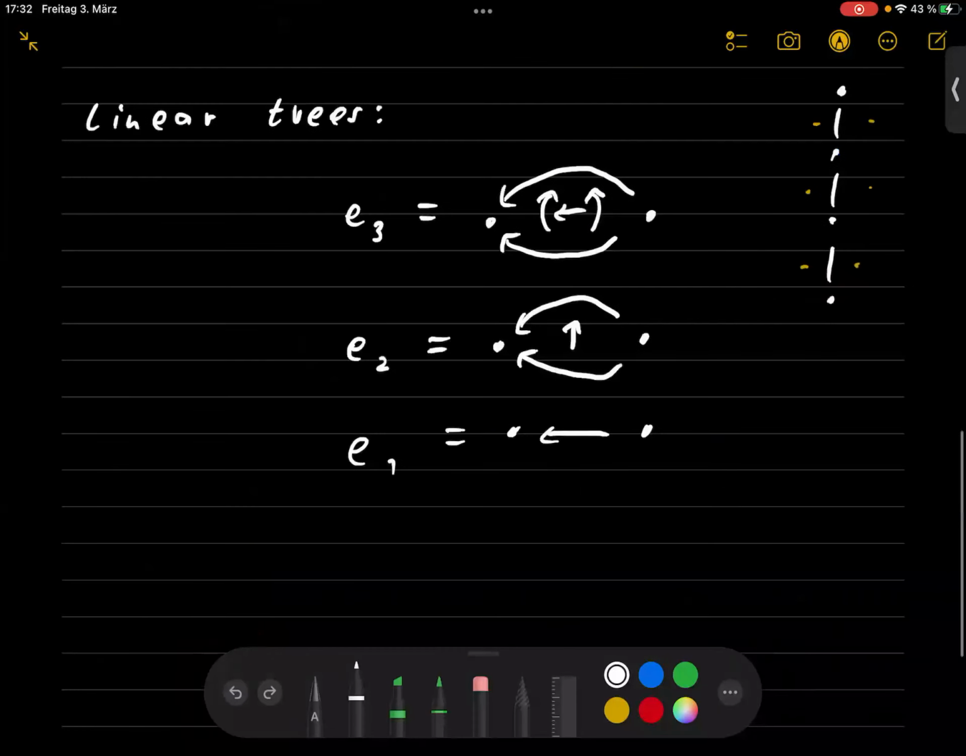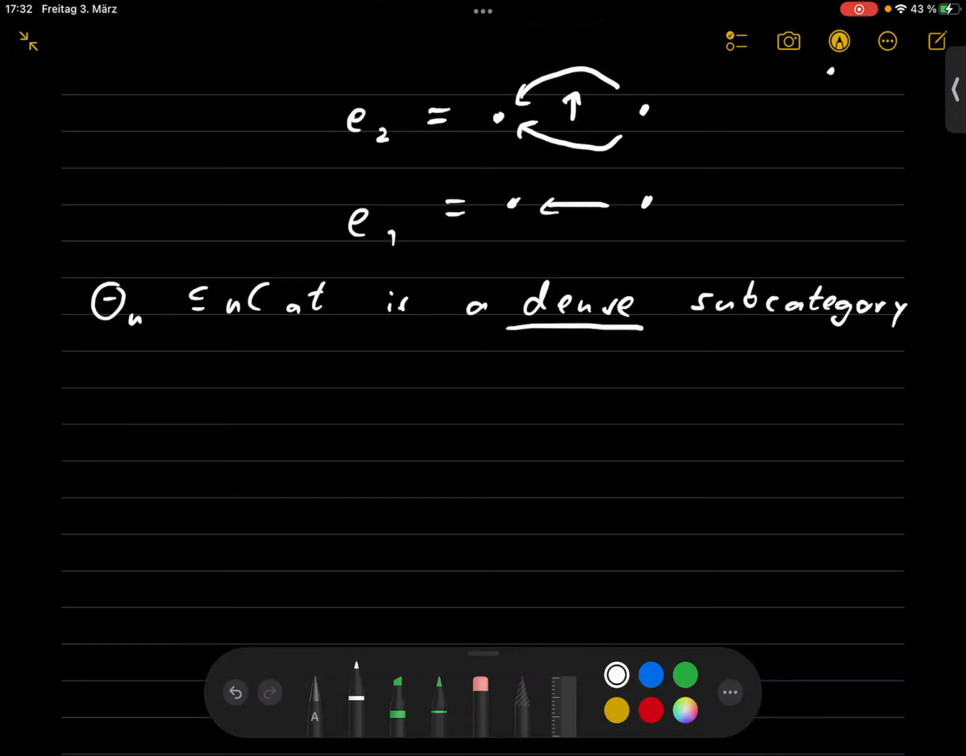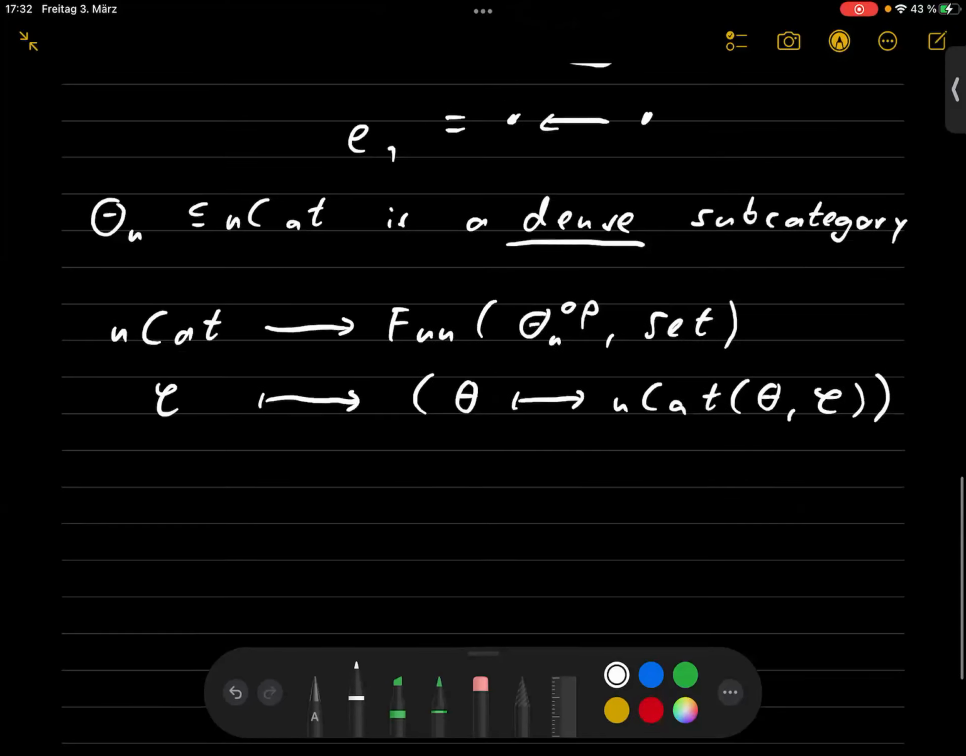Theta n in nCat is a dense subcategory. And this means, by definition of denseness, that when we consider the nerve which goes from n categories to tree sheaves, so functors from theta n up to Set, that takes an n category C to the functor that takes some theta to the n category morphisms of theta to C, this is fully faithful.